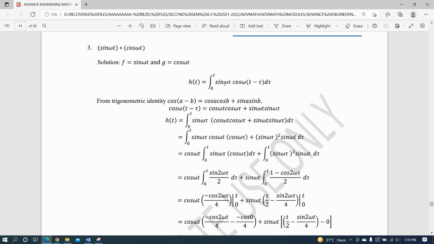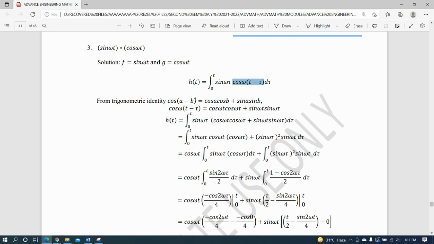So obserbahan nyo yan guys ah. For f of t, papalitan mo si t ng tau. For g of t, papalitan mo si t ng t minus tau. And then integrate. Yun lang po ang kailangan nyong i-take note. But of course, as you can see, hindi siya ganun kaagad-agad ma-integrate. So anong gagawin natin? We apply trigonometric identity.